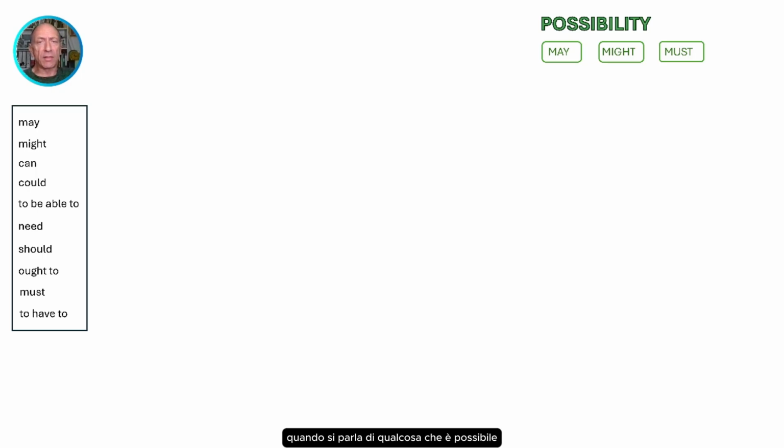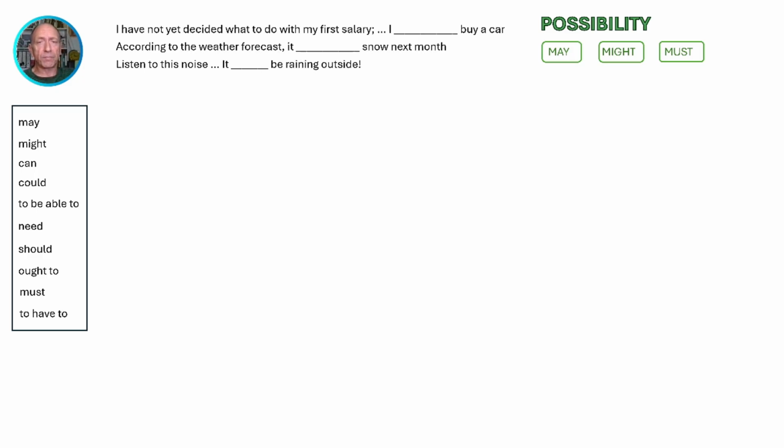When talking about something which is possible, the modal verbs commonly used are may, might, and must. Look at these sentences. In the first sentence, I'm expressing the possibility of buying a car because I have not yet decided what to do with the money of my first salary. In this case, both may and might are acceptable.